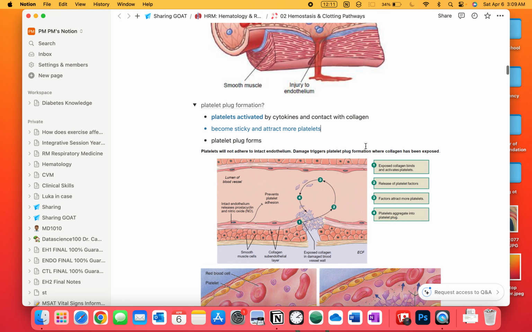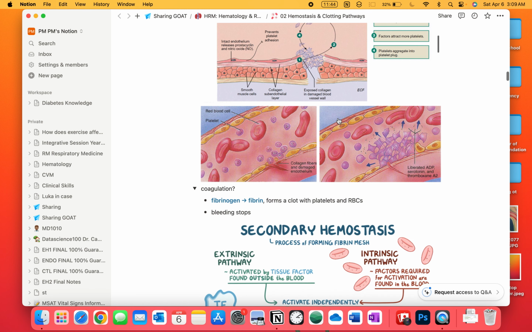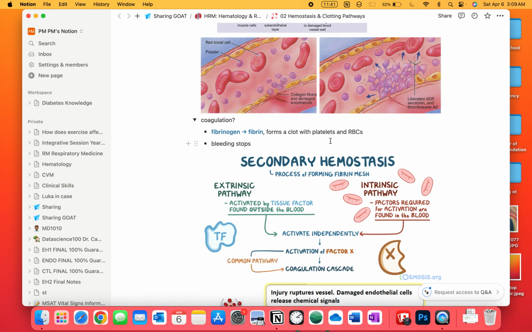Platelet plug formation. Platelets are going to be activated by cytokines and contact with collagen. They become sticky and attract more platelets. Very oversimplified. You're going to have subendothelial collagen, which is going to attract the von Willebrand factor in the circulating blood. The von Willebrand factor is then going to touch GPIB, and that is going to then attract the platelets, and then they're going to have this cycle which keeps on attracting more and more platelets until a plug is formed.